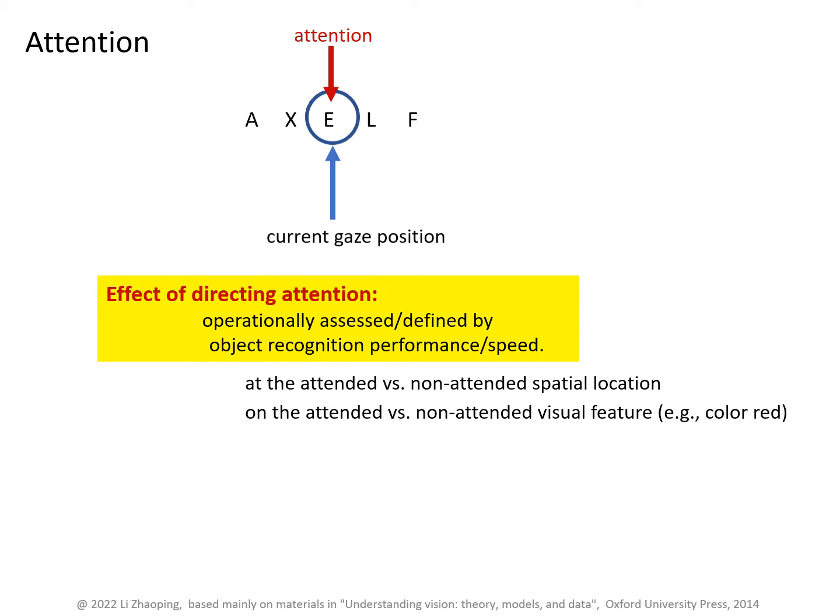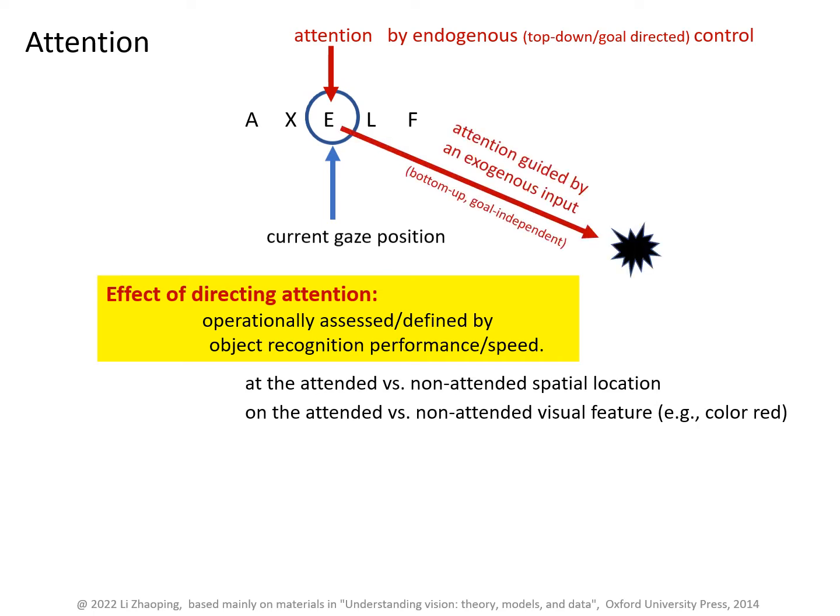For example, to pay attention to red-colored inputs, or paying attention to objects moving in a particular direction. Attention can be guided to a location by voluntary or endogenous control. For example, here in order to recognize the letter at this location. Or attention can also be guided by external visual inputs, such as when attention is distracted to this location by a sudden flash at this location.